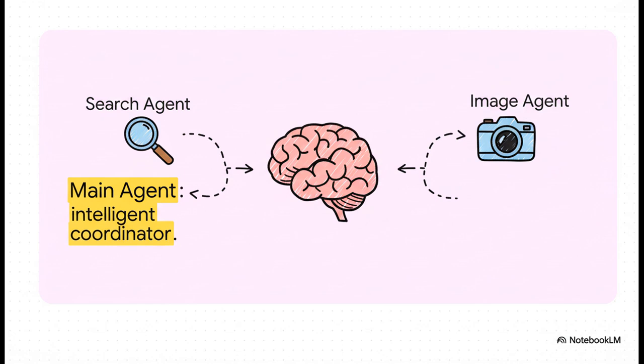You know, what's so cool here is the idea of specialization. You've got the main agent, that's the brains of the operation, figuring out what the user actually wants. And then you have the specialists. A search agent that scours the web, and an image agent that finds and processes pictures. They all just work together in perfect harmony.